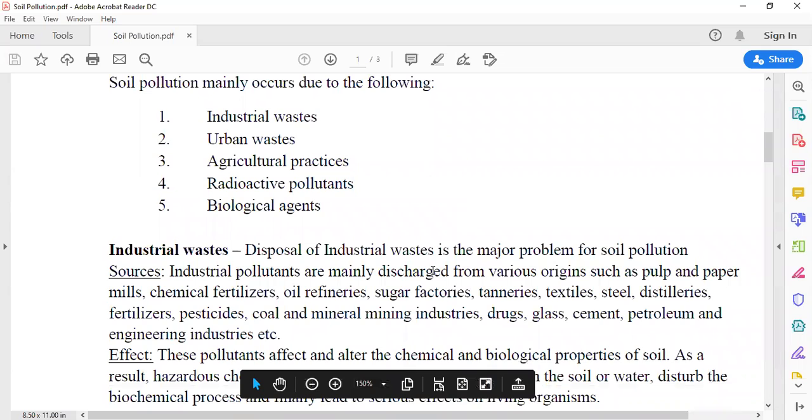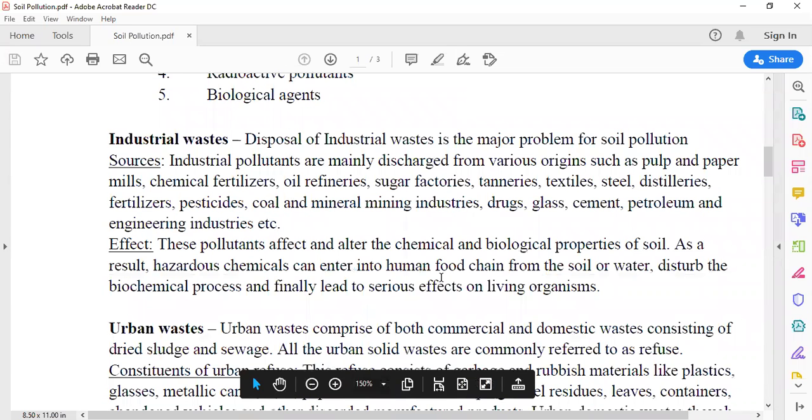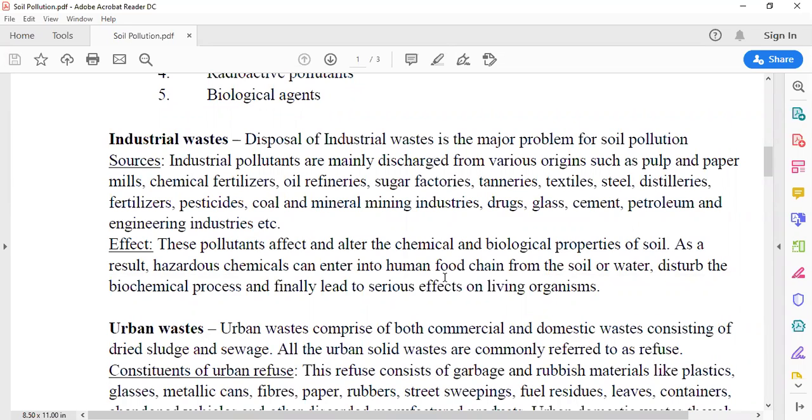The effect of these soil pollutants is that they alter chemical and biological properties of soil, which disturbs the components of soil. As a result, hazardous chemicals will enter into human food from soil or water and disturb biochemical processes. These are the effects of industrial waste. Then urban waste.